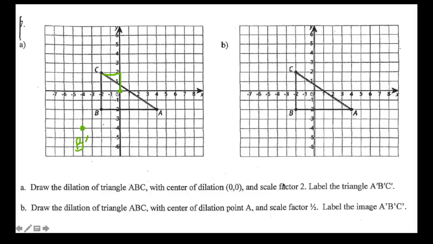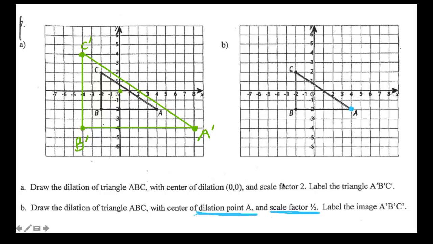For C, I go up 2 to the left 2 from that center point. Scale factor is 2, so I double it. There's C prime. Finally, for A, I go down 2 to the right 4. I need to double it. And there's my new A prime. Connect my points, and there's my triangle.